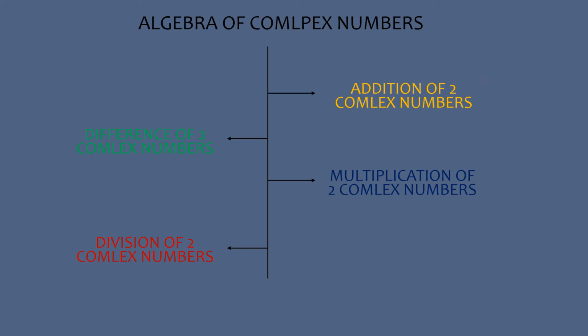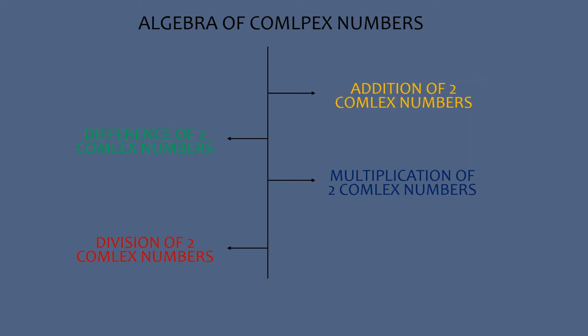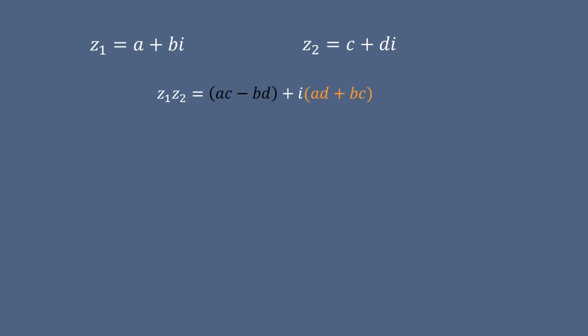In the last two videos, we learned the method of addition and subtraction of any two given complex numbers. In this video, we shall learn the multiplication of two complex numbers. Let z1 equal to a plus bi and z2 equal to c plus di be any two complex numbers. And then the product z1 z2 is defined as follows.